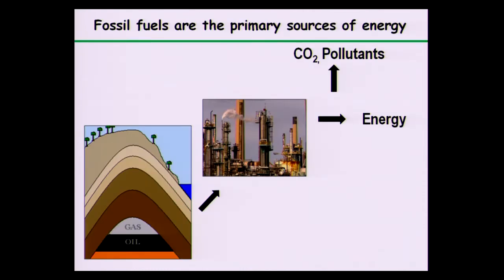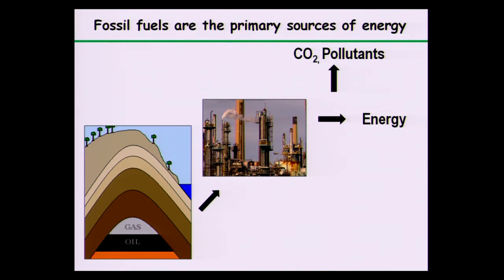So our society has become dependent on fossil fuel for energy. Those fossil fuels were formed hundreds of millions of years ago, and they are not renewable, and they will eventually run out. In addition, due to the consumption of fossil fuel, carbon dioxide pollutants are released into the atmosphere, which causes major environmental concern.